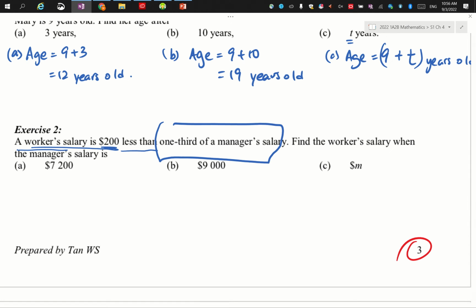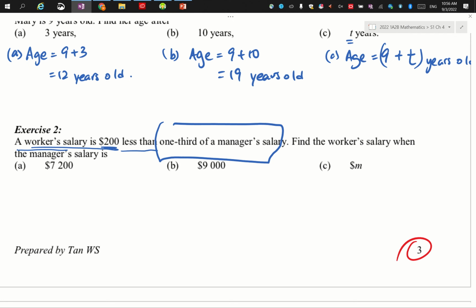1/3. 1/3 is a fraction. 1 divided by 3. 1/3 of what? Of the manager's salary. So what are we comparing to? Yeah, we're comparing worker and manager. Did they say the worker is earning $200 less than manager? No. Did they say the worker is earning 1/3 of the manager?